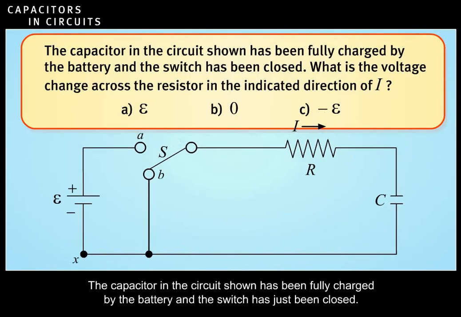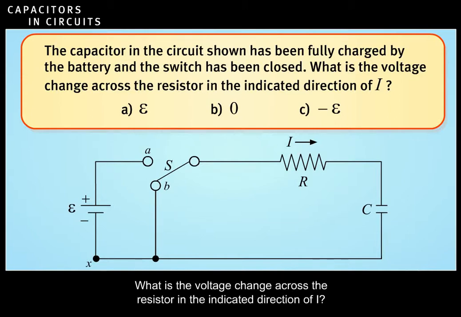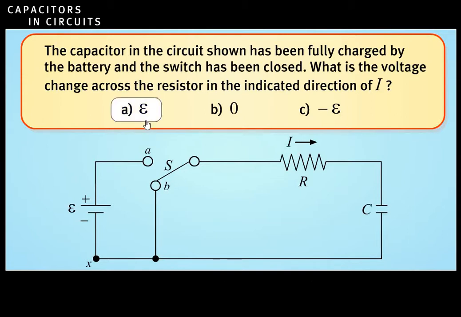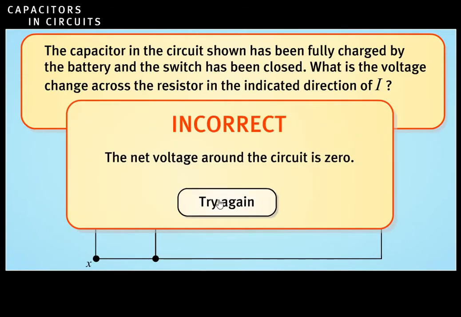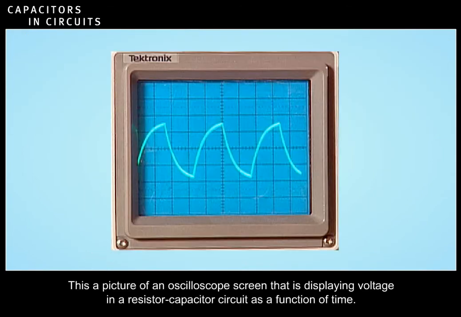The capacitor in the circuit shown has been fully charged by the battery and the switch has just been closed. What is the voltage change across the resistor in the indicated direction of I? Try again. Correct. This is a picture of an oscilloscope screen that is displaying voltage in a resistor-capacitor circuit as a function of time.